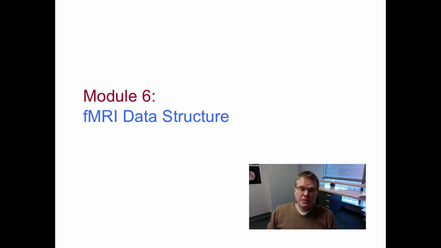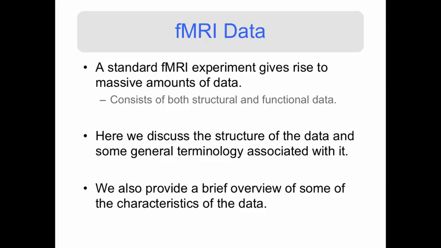In this module, we're going to be discussing a little bit more about the structure of fMRI data. A standard fMRI experiment, as we've seen, gives rise to massive amounts of data. Now, in an fMRI experiment, we typically acquire both structural and functional data. The structural data is acquired for pre-processing purposes and also for presentation purposes, as we'll see as we move along. And so here we're going to discuss the structure of the data and some general terminology associated with it. We're also going to provide a brief overview of some of the characteristics of the functional data.